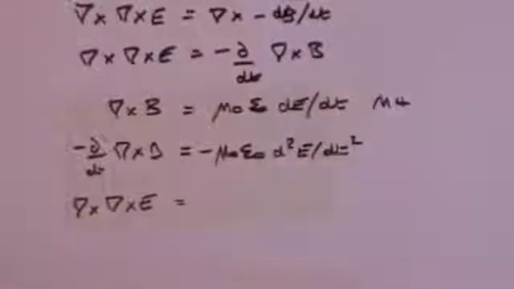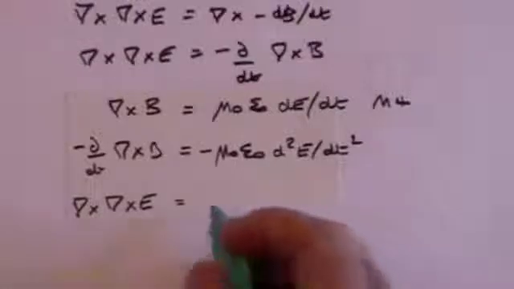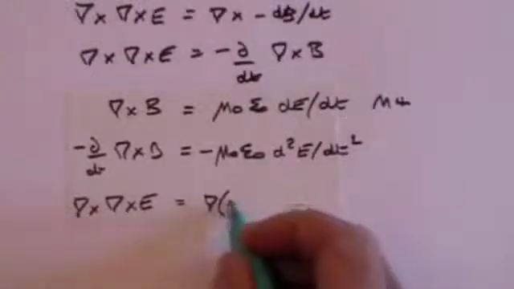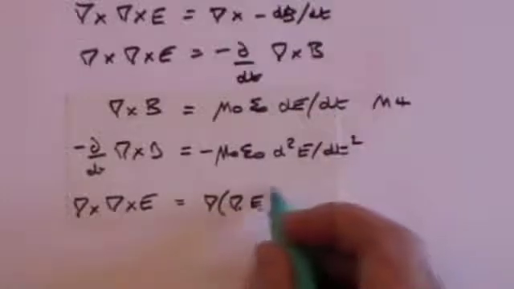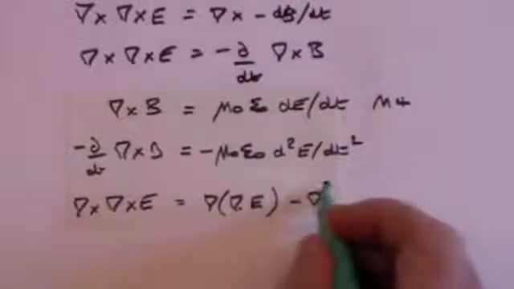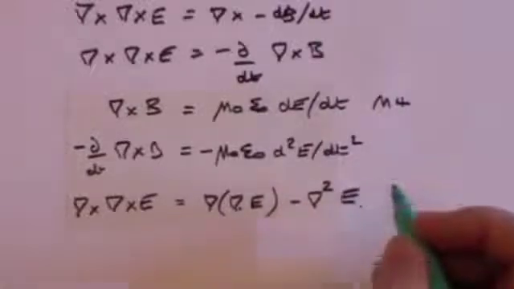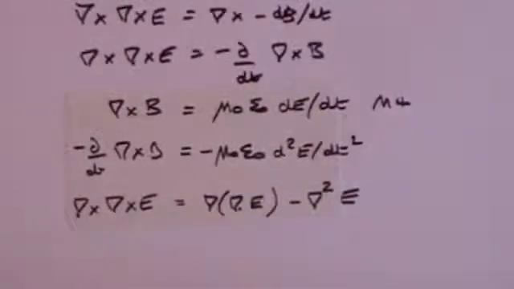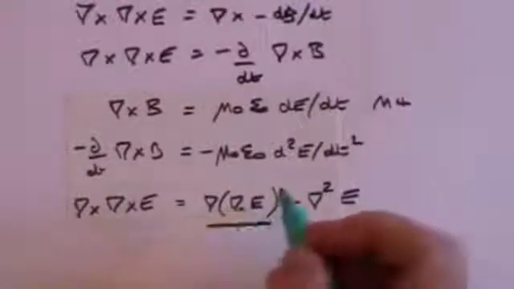And now you just have to look up mathematical identities. If you look up vector calculus identities on Wikipedia, that will give you this, but it's just a mathematical identity. The curl of the curl is equal to what's called the gradient of the divergence of E minus del squared, which remember was the Laplacian, times E. As I've said, that is simply a mathematical equality.